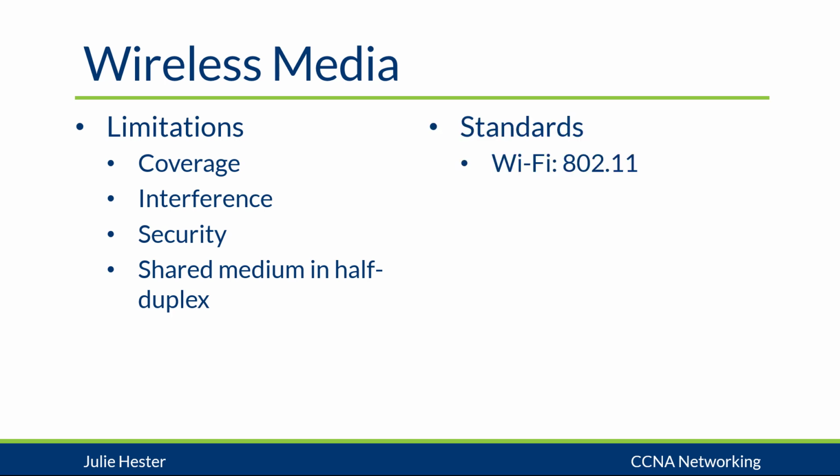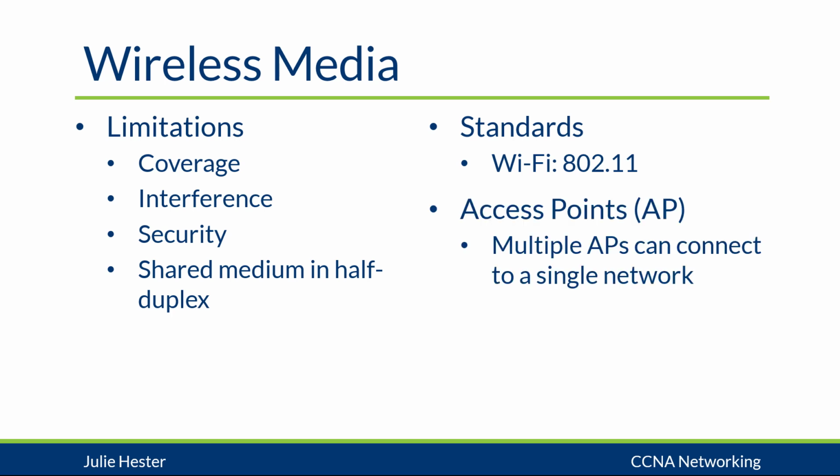Wireless standards fall under IEEE 802.11. The older standards have letters like A, B, and N. And newer standards are going to be letters like A, C, and AX. Sometimes they're also given out as Wi-Fi 5 and Wi-Fi 6. And as the Wi-Fi standards continue to be developed, there will be new letters and new combinations of the names.